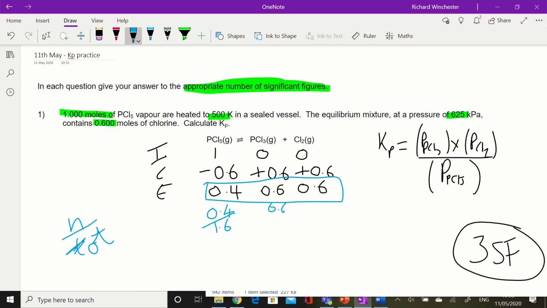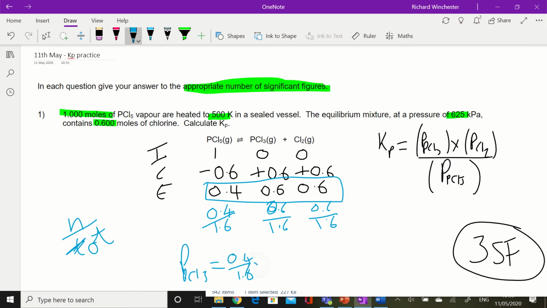The other mole fractions are 0.6 divided by 1.6, and this is 0.6 divided by 1.6. Okay, there are my mole fractions. Now, my partial pressure of PCl5 is going to equal my mole fraction times the total pressure. So 0.4 over 1.6, or 4 divided by 16, which is 1 over 4, isn't it? So it should be a quarter.